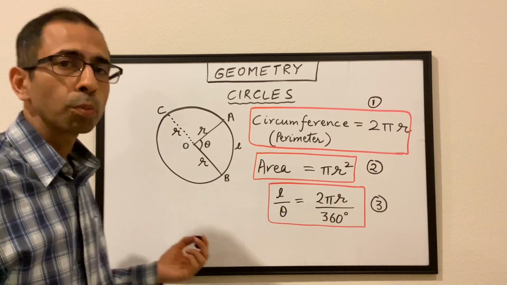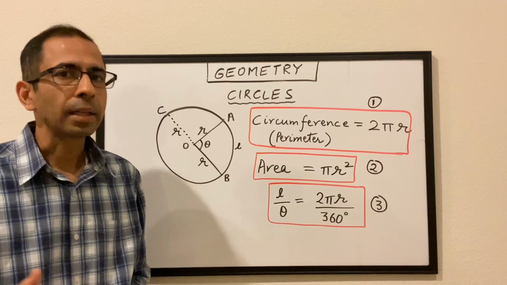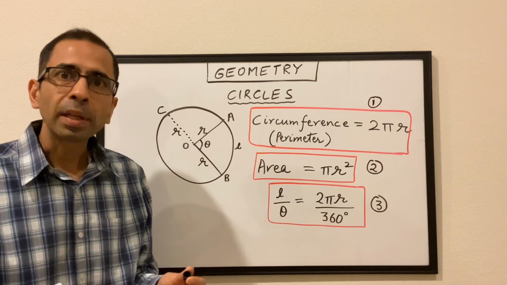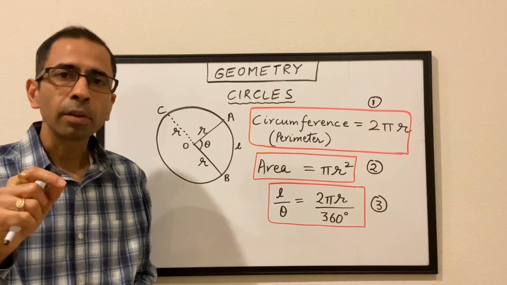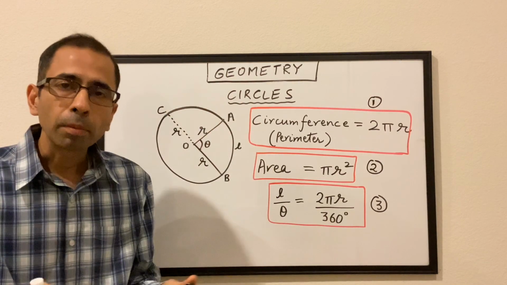So what is a circle to begin with? Circle is again a two-dimensional figure, right? Like a square or triangle or rectangle, correct? Now, what is that which makes something a circle? If every point on that figure is equidistant from a particular point, then that figure becomes a circle.